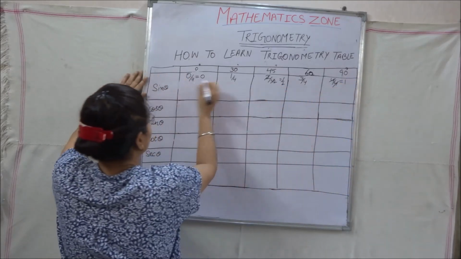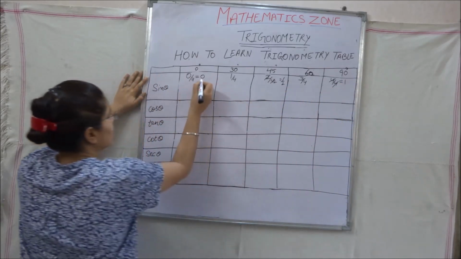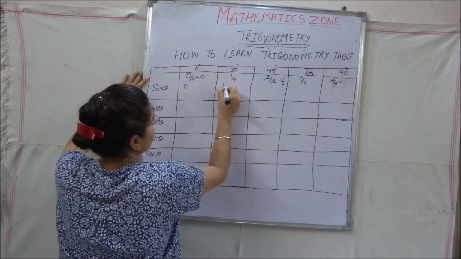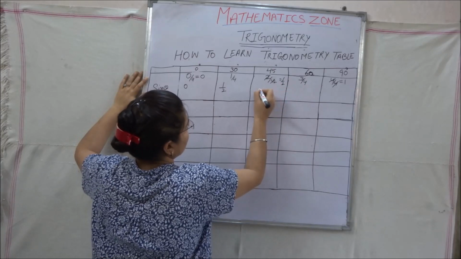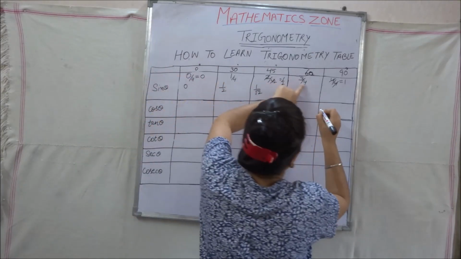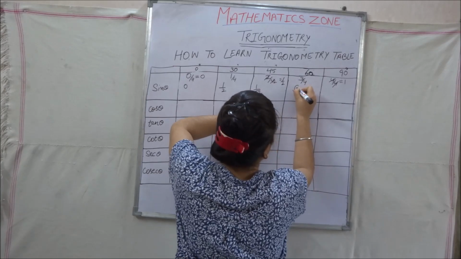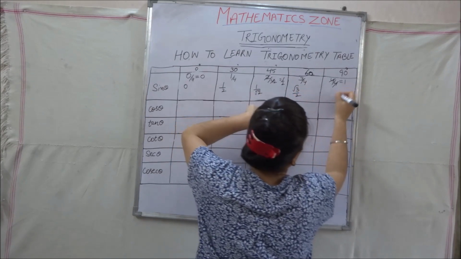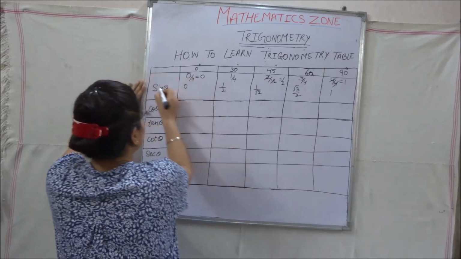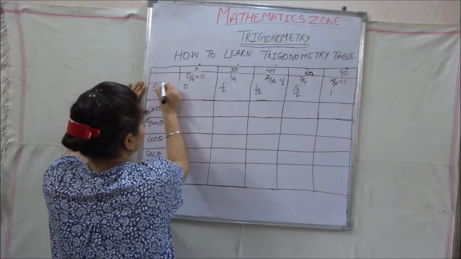Now taking under root of each of them. Under root of 0 will be 0. Under root of 1 by 4 will be 1 by 2. Under root of 1 by 2 will be 1 by root 2. Under root of 3 by 4 will be root 3 by 2. Under root of 1 will be 1. Now in this way we find the value of sin theta.